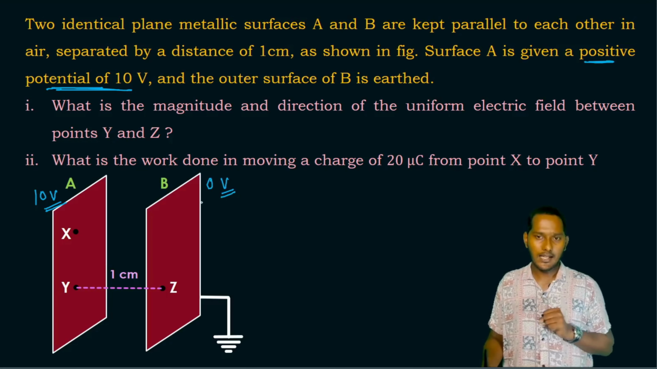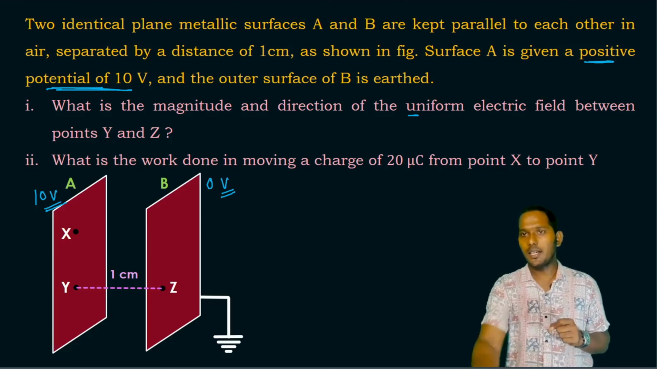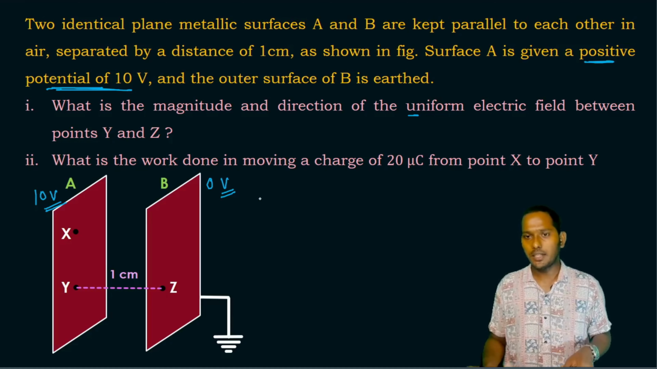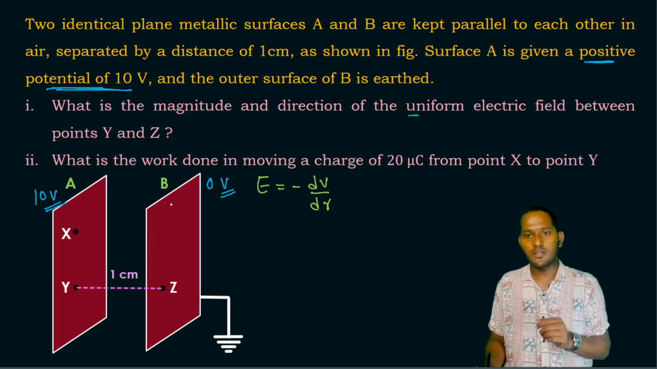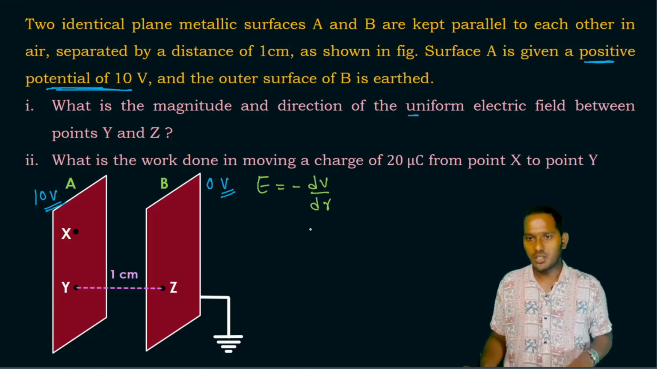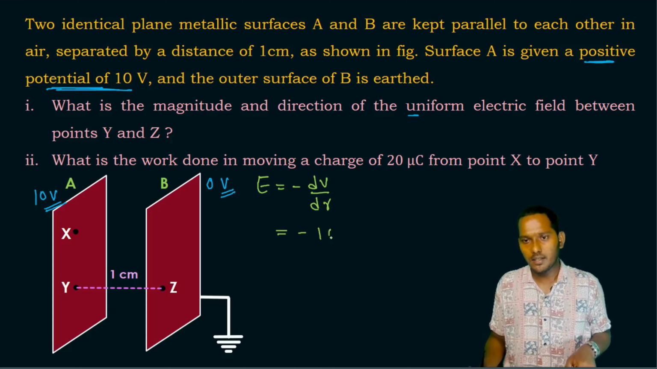And if you just see, students, what is the magnitude and direction of the uniform electric field that has been asked. To solve this question, guys, I'll be using the same relation. Electric field is nothing but the negative of the potential gradient, dV by dr. So what is the change in potential here? On surface A it's 10 volt, surface B it's 0, so the change in potential between these two surfaces is going to be minus 10 volt.